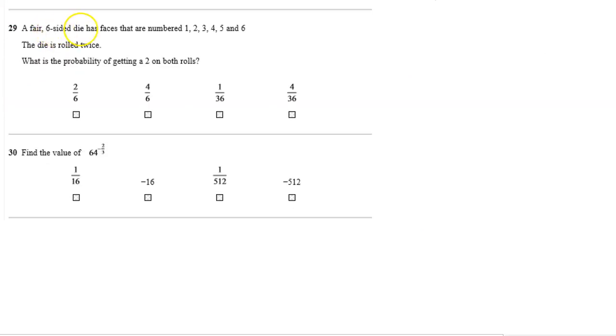A fair 6-sided die has faces numbered 1, 2, 3, 4, 5, 6. The die is rolled twice. What is the probability of getting 2 on both rolls? First, the probability of getting 2 is only one way, so 1 over 6. The face has not been removed, so again the probability is the same. So that is 1 over 36. That is the probability.